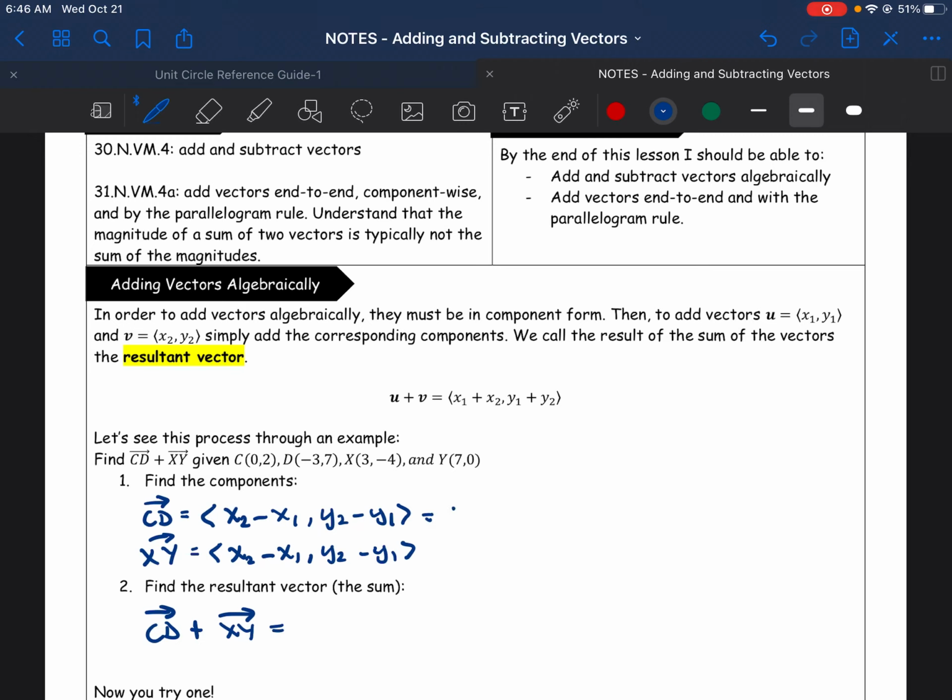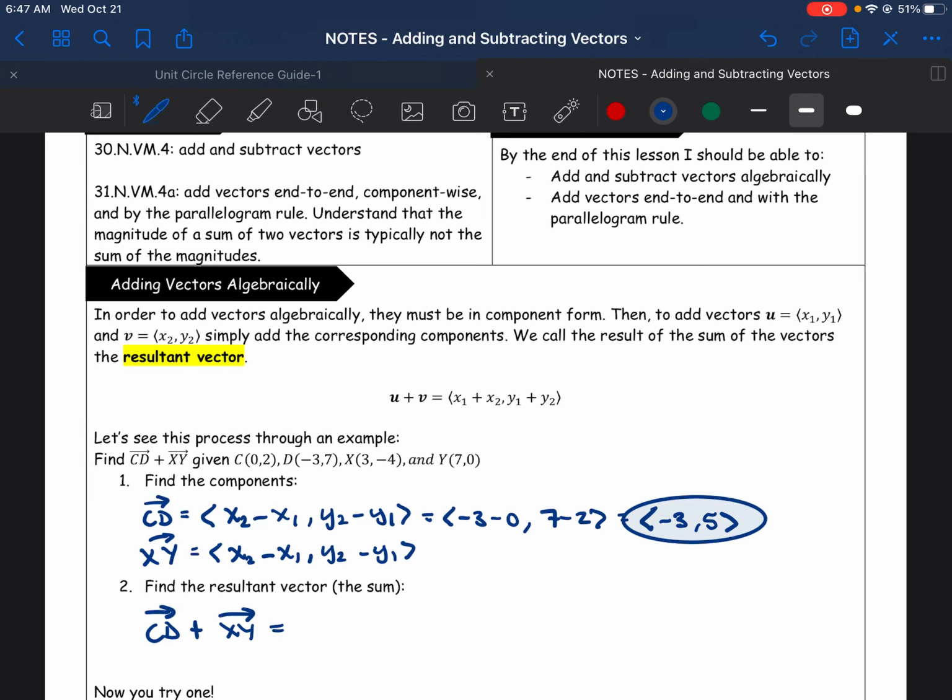So this would be equal to x2, that would be negative 3 minus 0, comma, y2 minus y1, that'd be 7 minus 2. And this would give us the vector negative 3, comma 5. Okay, so this is the vector CD in component form.